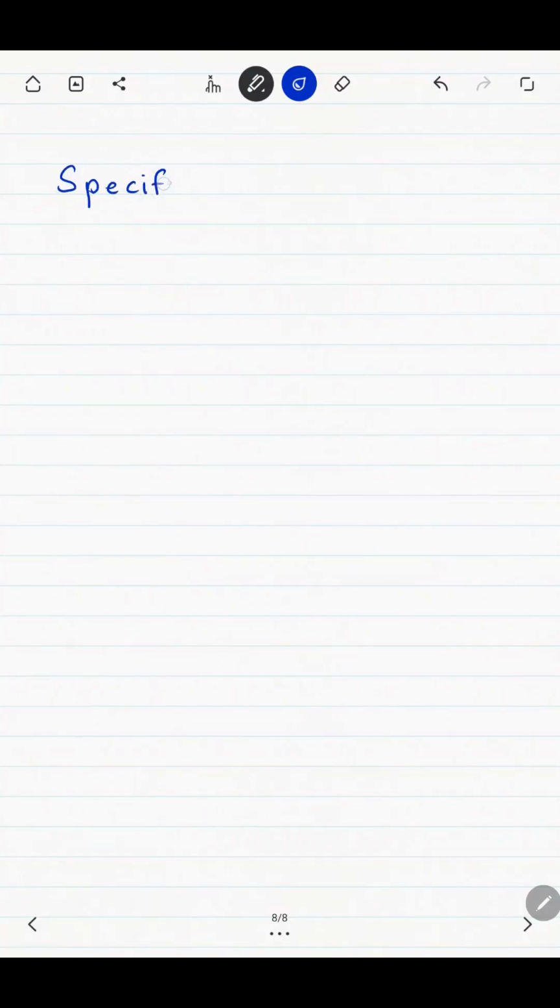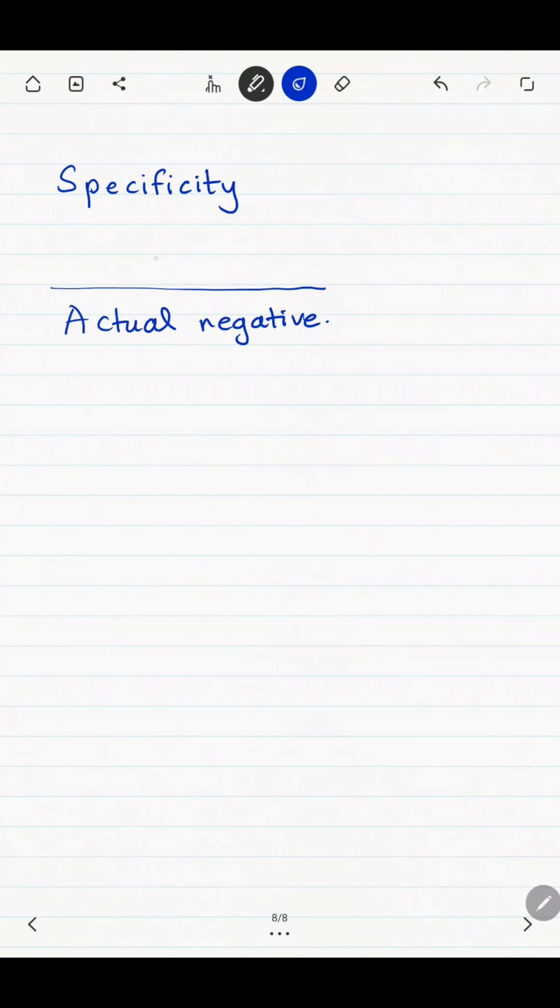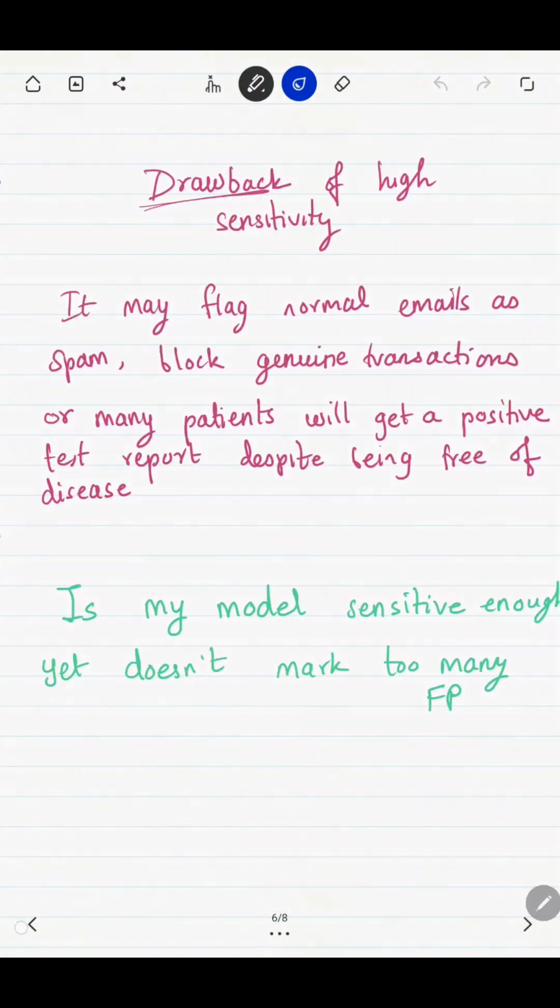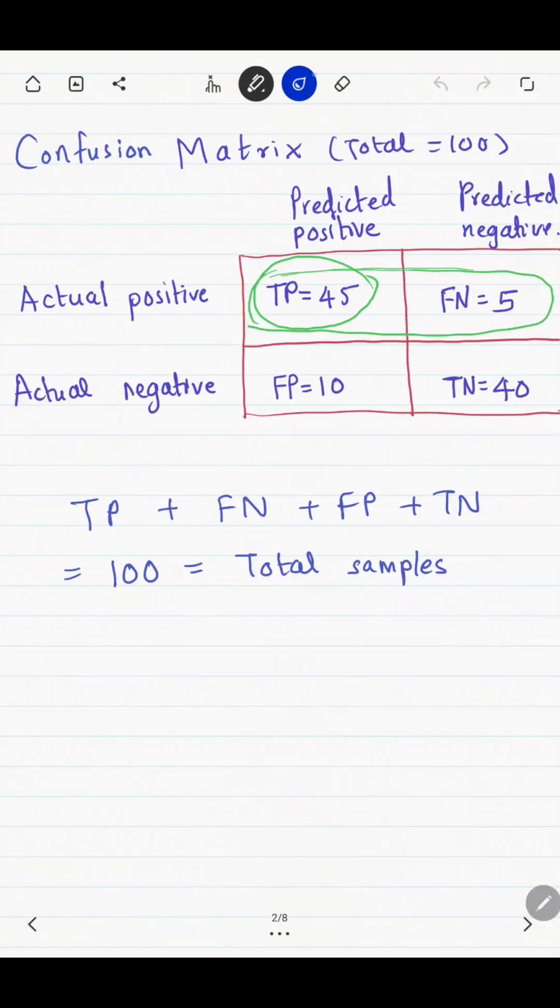Now let us go to the negative class. Specificity answers the question, out of all the actual negative cases, how many did the model correctly identify as negative? So specificity is true negatives upon true negatives plus false positives. Here the denominator is the sum of the actual negative row and the numerator is the true negatives.